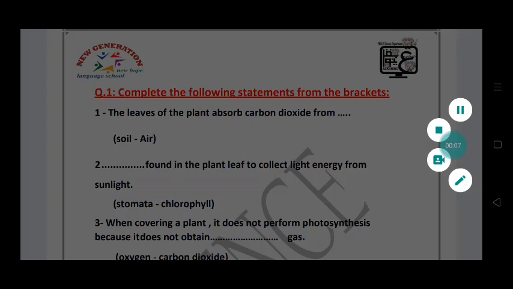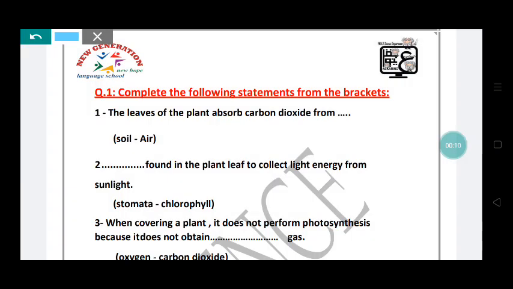Okay, let's start. The leaves of the plant absorb carbon dioxide from air or soil? Carbon dioxide, super. Found in the plant leaf to collect light energy from sunlight, Grade 5. Chlorophyll or stomata? Super, chlorophyll.